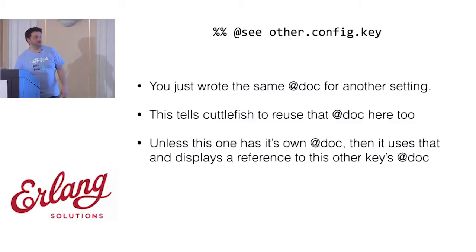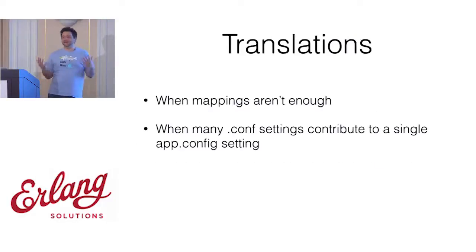So that's kind of it for mappings. You know, they're kind of basic, and they're just all one-to-one things. So what happens when it's more complicated? When you need to turn these values even further into something that's not just a data type conversion, or when you have multiple settings that converge into one actual app setting? Well, here we are.